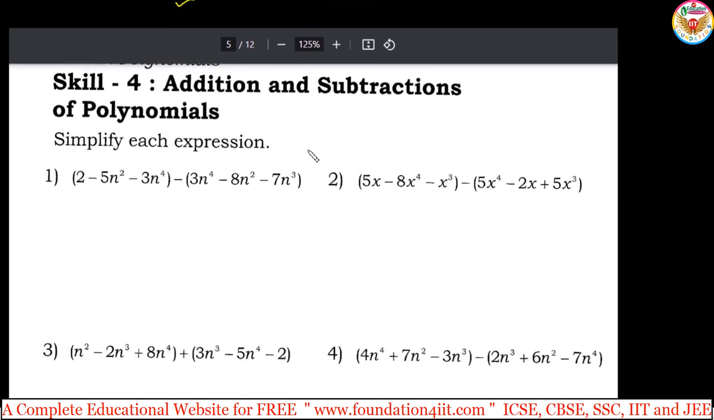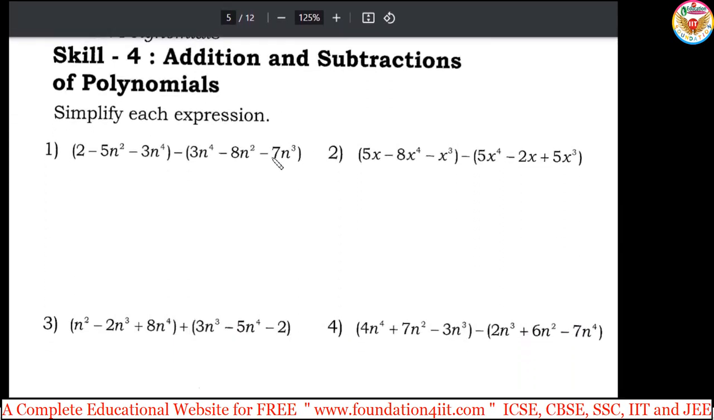Next. In these polynomials, once you are perfect with the substitutions and simplifications, now come to the next page: addition and subtraction of polynomials. This is the same as how we did addition and subtraction of integers. The same method will apply, but we can add and subtract only like terms. I'll show an example. 2 minus 5n square minus 3n to the power 4. This is the first polynomial.